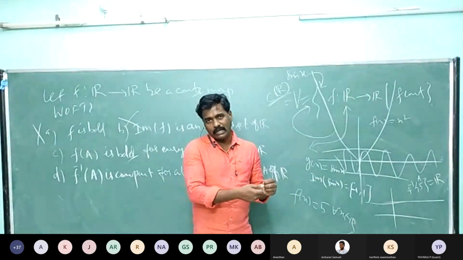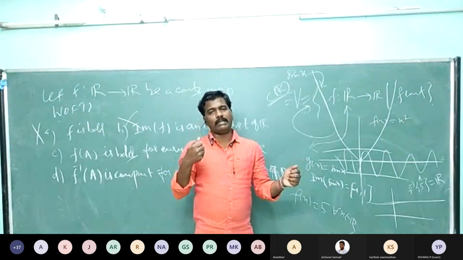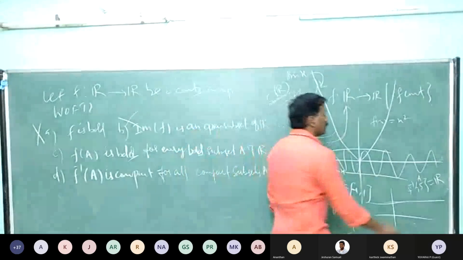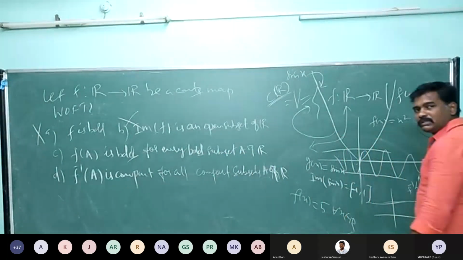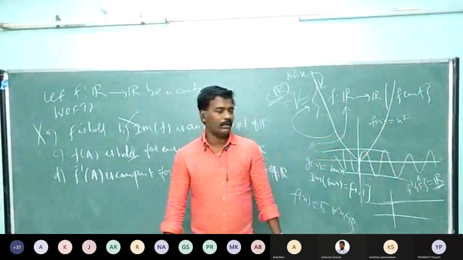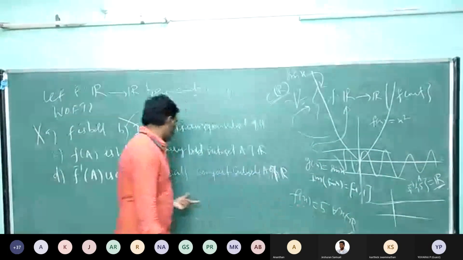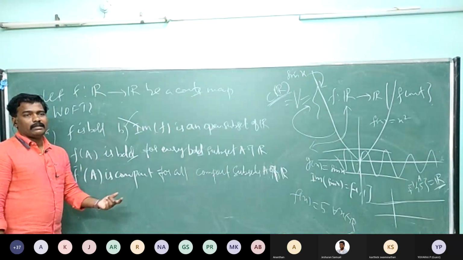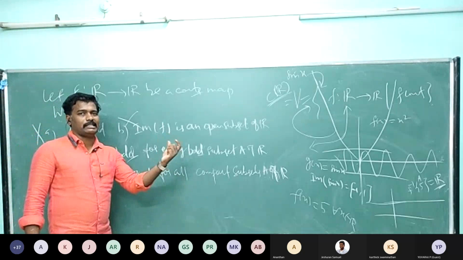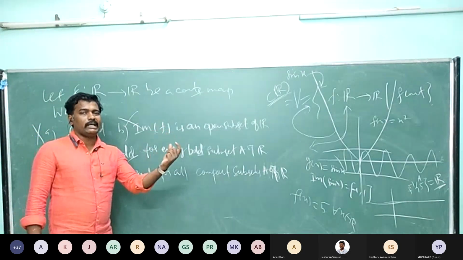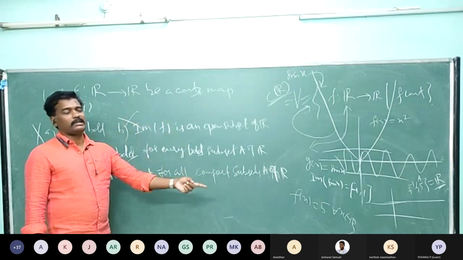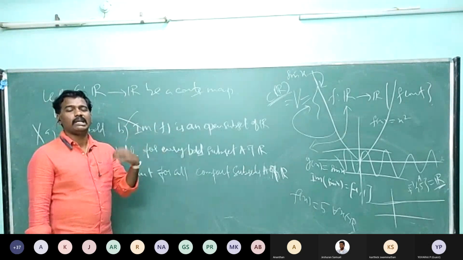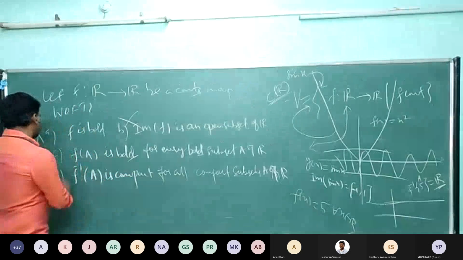So now f inverse of phi is whole R. But A is compact, while the inverse image is not compact. If it were compact, it would be closed and bounded, but R is not closed and bounded. We know that clearly, okay? Therefore, a constant function does not follow this property. Any constant function does not, whose image is phi. Phi is a singleton set. A singleton set is closed and bounded, and A is closed, but the inverse image is R. So for some compact subsets, the inverse image need not be compact. Therefore, this is not true always.